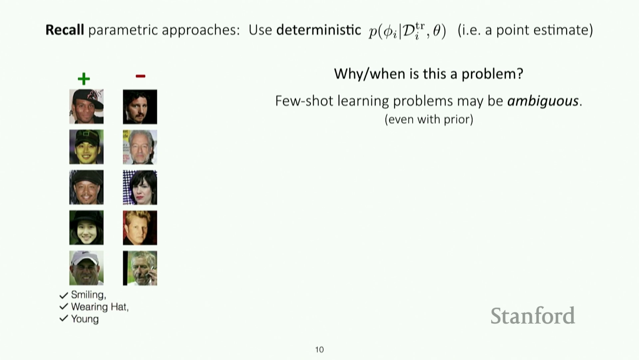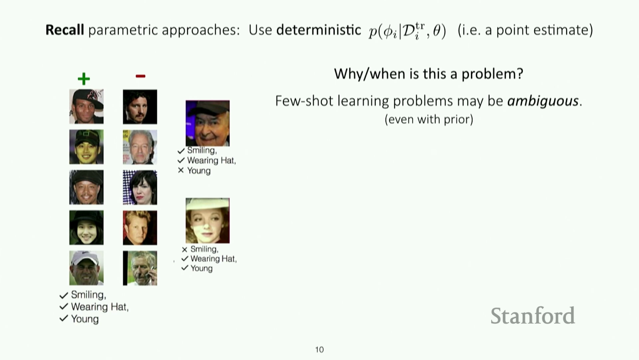And then if you get a new test image of someone who is smiling and wearing a hat and not young, the underlying function, or the underlying label, for this particular image is inherently ambiguous. We don't know if we're supposed to be classifying with regard to smiling, with regard to wearing a hat, with regard to being young, or any pair of these attributes. We can also look at another example where someone is wearing a hat and young but not smiling. So inherently, the correct label for these images is ambiguous because the data set was so small.